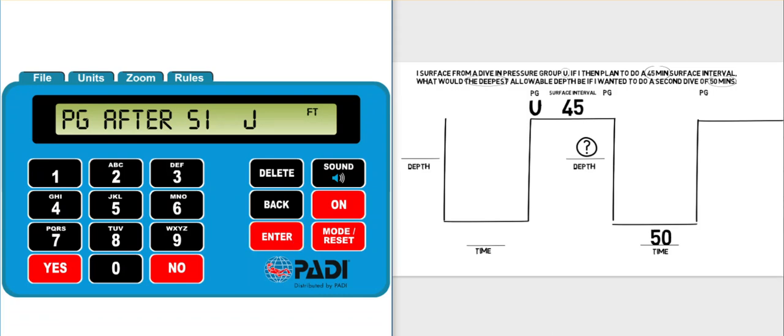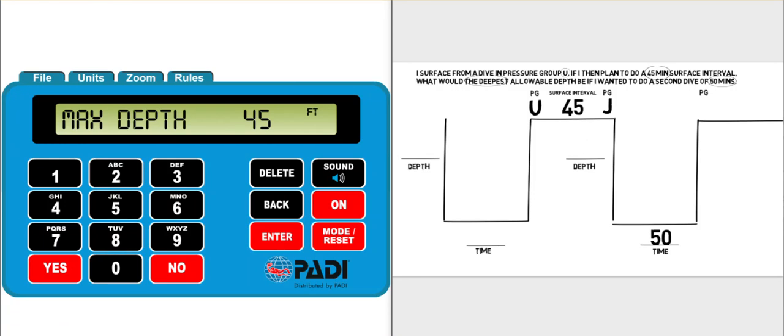So now that I know I'm in pressure group J, what I can do is I can go into the maximum depth mode. I have all the information I need to use the maximum depth mode. So maximum depth, first dive, no. Pressure group after the surface interval, I've just calculated that as J. How long do I want to go for? 50 minutes, and it tells me a safety stop would be required and my maximum depth would be 45 feet.